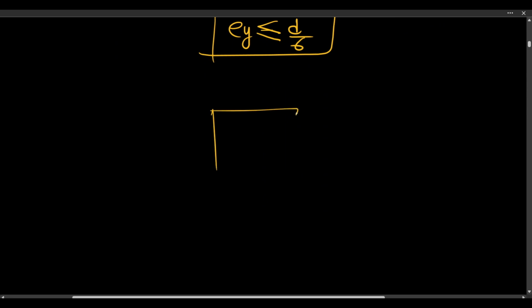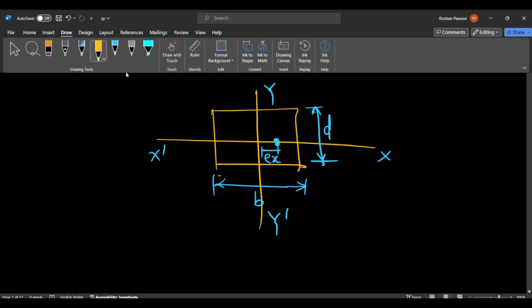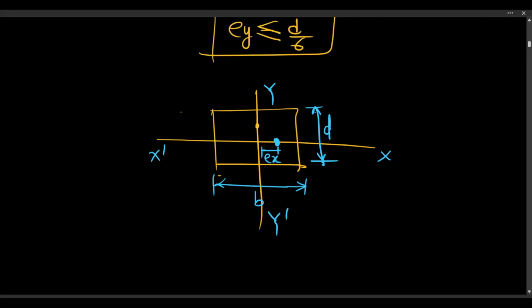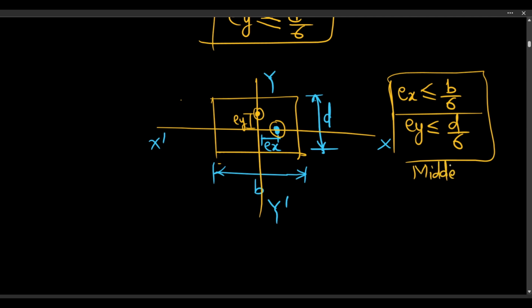Ultimately, if this is the cross section of the column, with b and d, x dash and y dash, and this is where our load is acting, and this is the eccentricity. In the second case, if I have the eccentricity along the y-axis, ey, always remember ex should be less than or equal to b by 6 and ey should be less than or equal to d by 6. It is called the middle third rule. Why middle third?